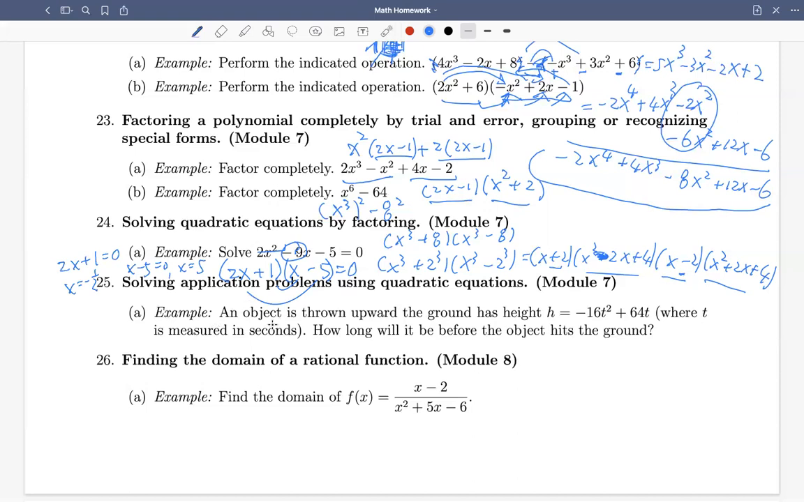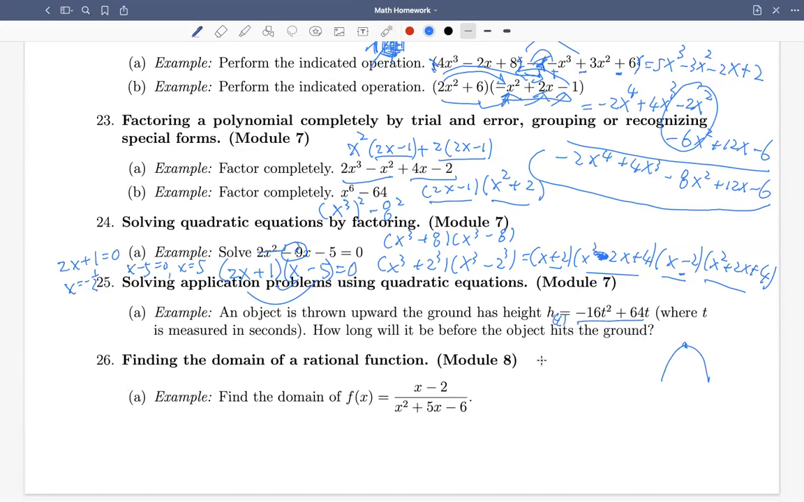So A, the object is thrown upward from ground height. So you see this is a function h of t, right? Function h of t. So it's a downward parabola, right? You see t squared, that tells you that's quadratic. Negative 16, the leading coefficient is negative. So you know this parabola goes downward.